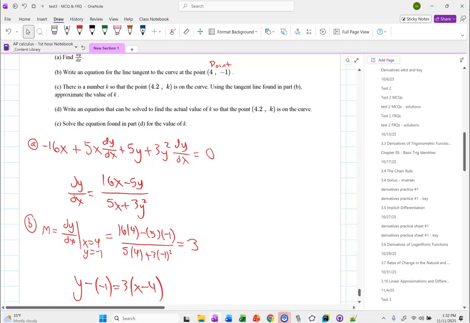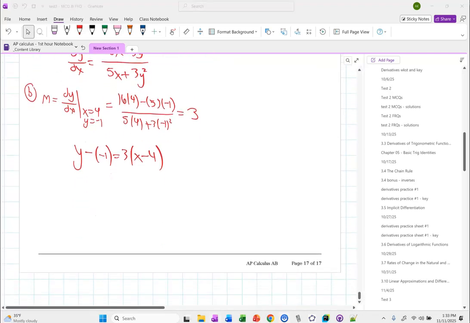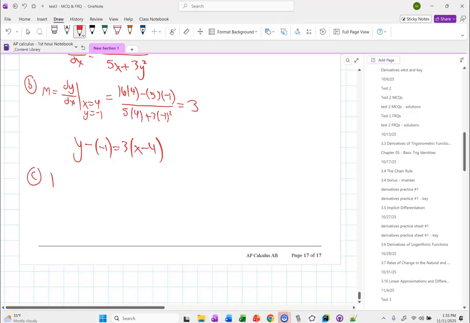C says there is a number k so that the point (4.2, k) is on the curve. Using the tangent line found in part B, approximate the value of k. How am I going to do that? Yeah. Well, or just put the k as y, right?